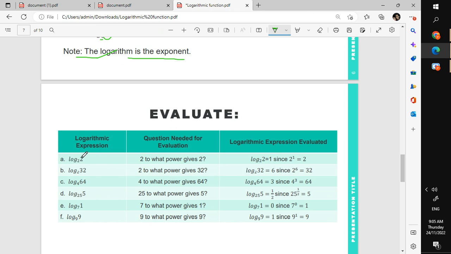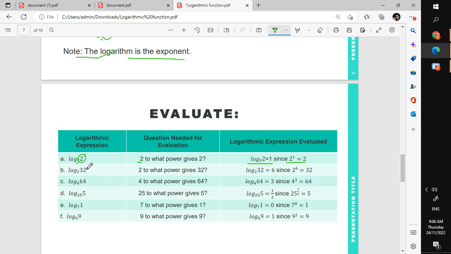So number one, we have the log of 2 to the base 2. What is our base? That is 2. So you think of the power of our base 2 that will give us the number 2. And that is only 1, right? The exponent or the power of 2 to have 2 is just equal to 1 since 2 raised to 1 is just equal to 2. Therefore, the log of 2 to the base 2 is just equal to 1.